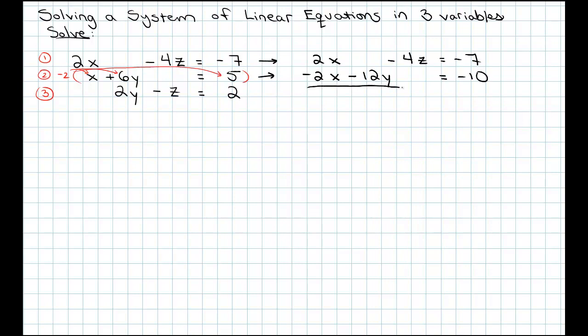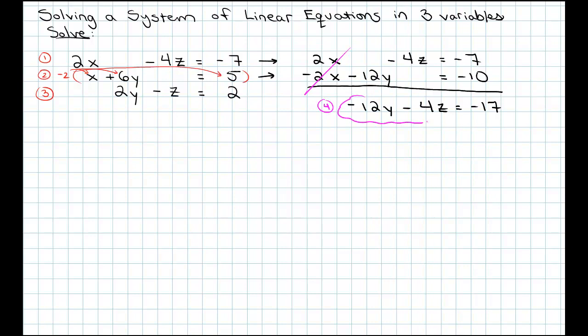Add those two equations together, so my x's will cancel out, and I'll be left with negative 12y minus 4z is equal to negative 17. Let's call this equation number 4.